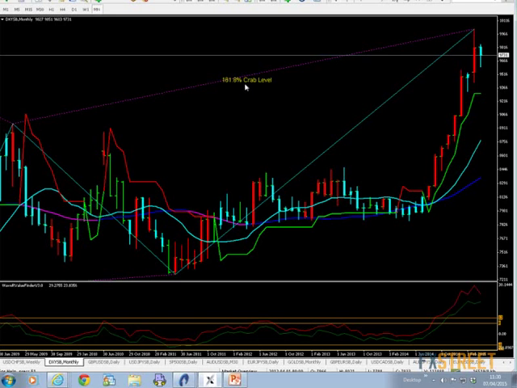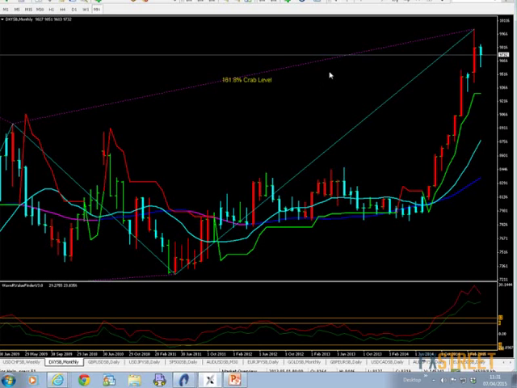161.8%. Now, 161.8% is one of the harmonic levels, but it is also a prediction level. It's a prediction level which is very much based on Elliott Waves moving out of a Gartley and also a bat level. So it's a pretty important predictive level.